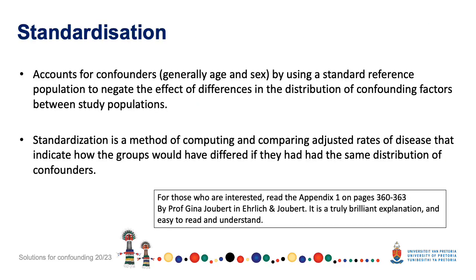If you want to use standardization to adjust for confounding, what you do is you work out the age and sex specific rates amongst the controls and the cases, and then you apply those age and sex specific rates to an artificial population structure that is common to both groups. So that you remove the differences between sex and age composition, you remove that by applying an artificial population, and then you compare that artificial rate between the two groups. We're not going to talk about that more in our course, but as I said, if you're interested, go and read Ehrlich and Joubert. It's a very good explanation.